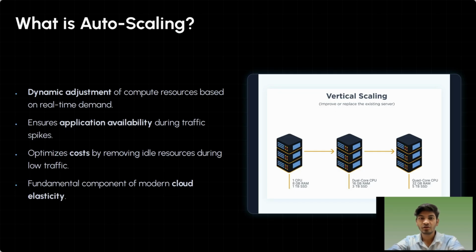Autoscaling is especially useful for apps that experience unpredictable or seasonal spikes. For example, e-commerce during sales, ticket portals during launches, or mobile apps during trending events.